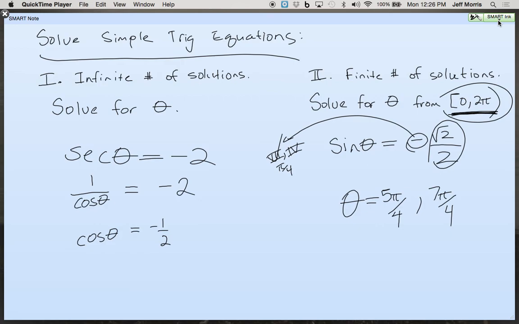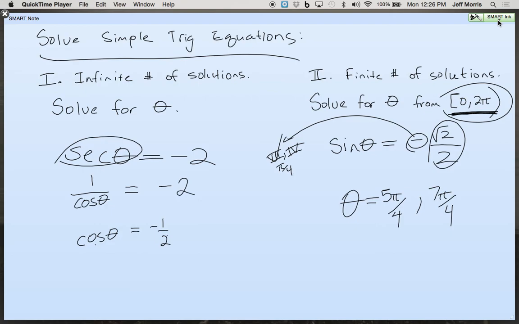But here's what I'm going to allow you to do. You ready? I'm telling you the work you get to skip. You get to skip it all. You don't even have to show this middle side. You can just say, what is the reciprocal of secant? Cosine. What's the reciprocal of negative 2?